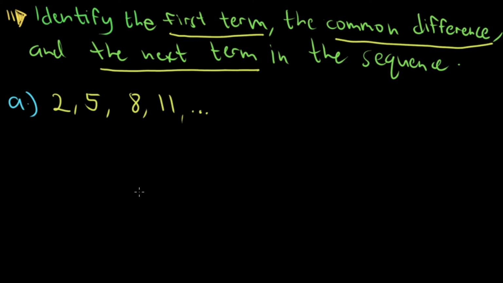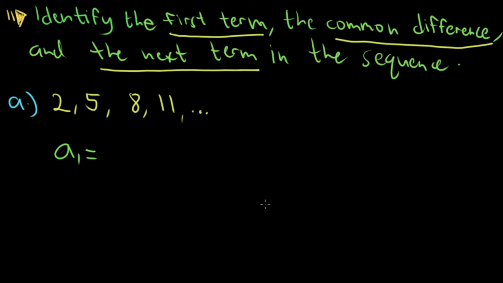In our first example, we have 2, 5, 8, and 11. Hanapin natin yung first term, common difference, and the next term. Let's start with the first term. The first term is denoted as a sub 1. So, small letter a and then maliit na 1 dito sa may baba. A subscript. That's how we denote the first term.